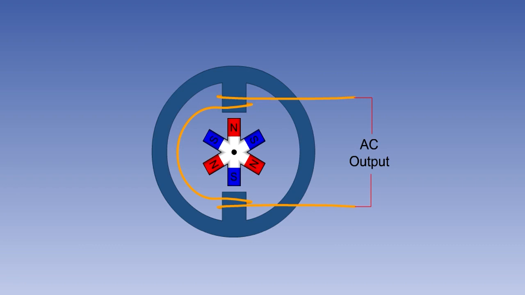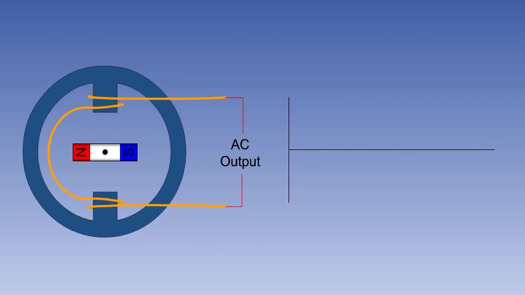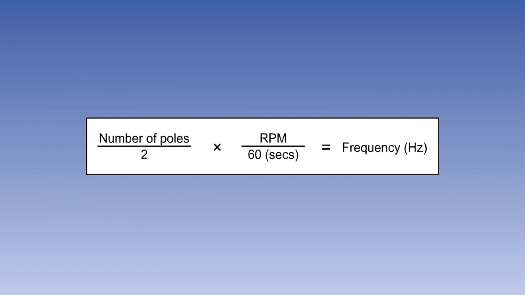Shown here is a generator with 3 pairs of poles. Aircraft AC generators normally have 6 or 8 poles. A cycle is completed each time a north and a south pole of the magnetic field move past the armature. Thus, the frequency of an AC generator is the number of times a north and a south pole pass the armature in 1 second. The formula for calculating the frequency in hertz of an AC generator is shown on the screen.